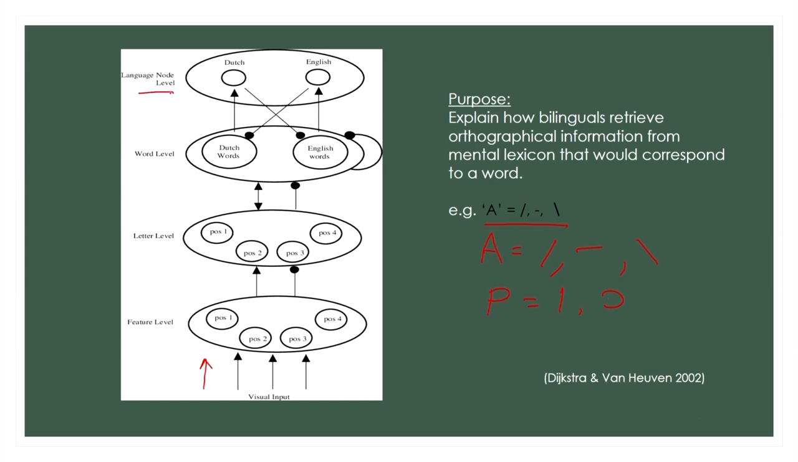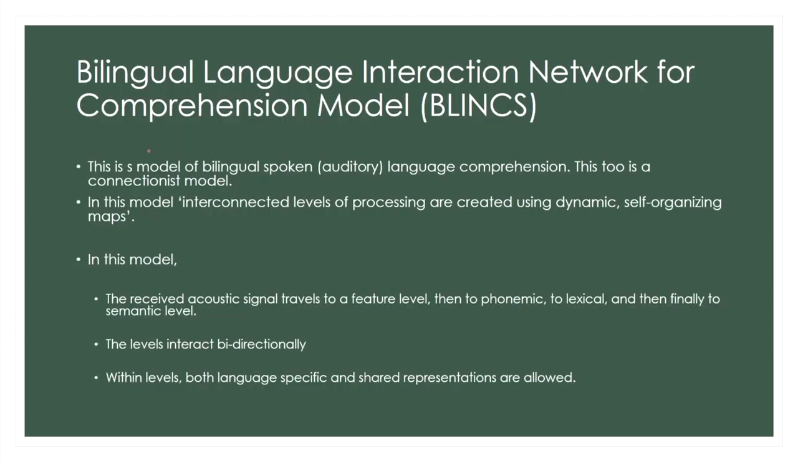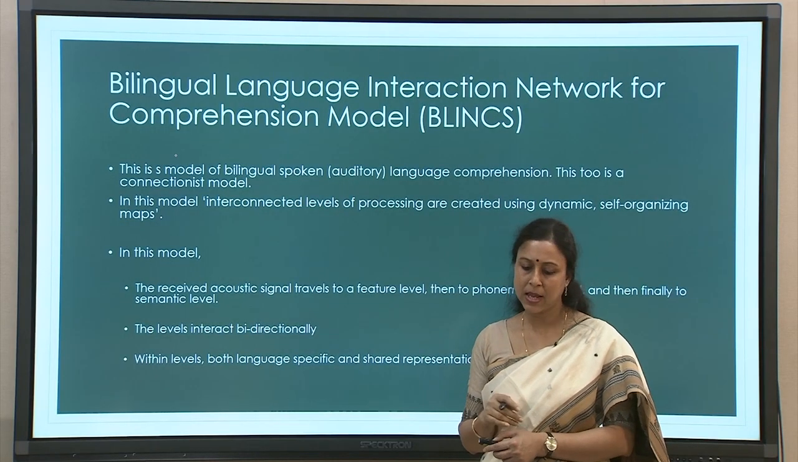So this is basically about, and at every level you see there is interaction, right? So these are positions and so on. So feature level to letter level to word to language level. This is what the BIA is, and BIA Plus is slightly different, but the basic architecture is the same.